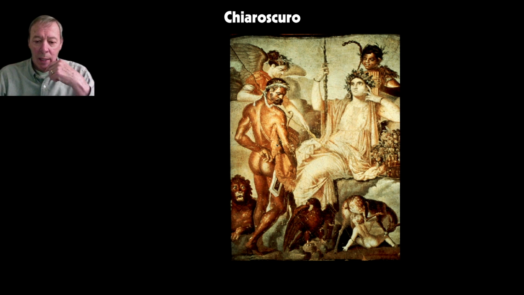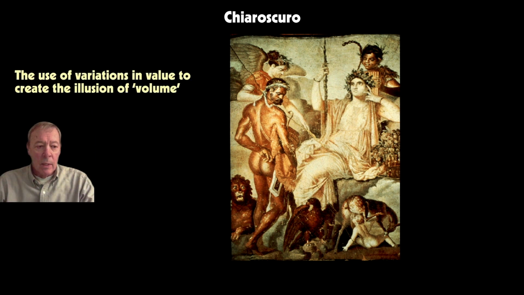So as we look at the limbs or his buttocks here, we see a highlight that gradually gets darker, transitions gradually into darkness as the surface turns away from us, and it generates a sense of roundness. So chiaroscuro is the use of variations in value from light to dark to create the illusion of volume.